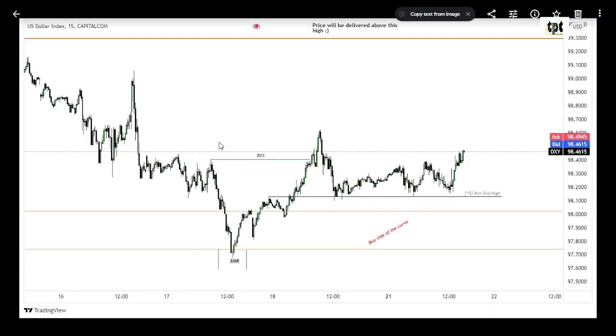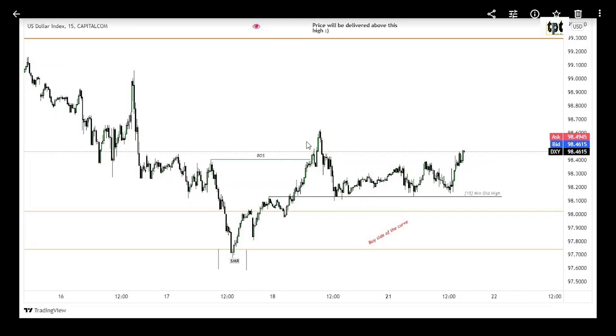Now this is the dollar index. This is the 15 minutes time frame on how I've been framing the setup and everything. So this was our SMR, smart money reversal, and I said it is on the buy side of the curve, and this is the 15 minutes old high coupled with this order block. So this is where I said I'm anticipating price to be delivered above this high. I've been bullish on the dollar index in as much as it has been in some sort of a range, but I've been bullish on the dollar index.